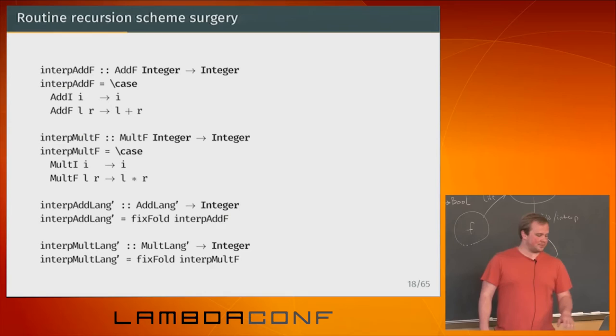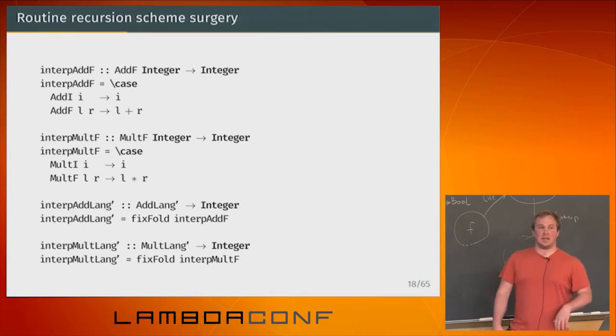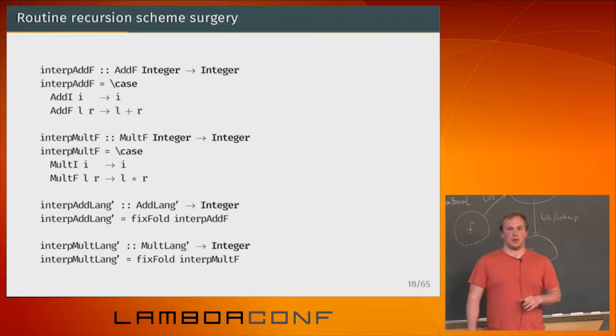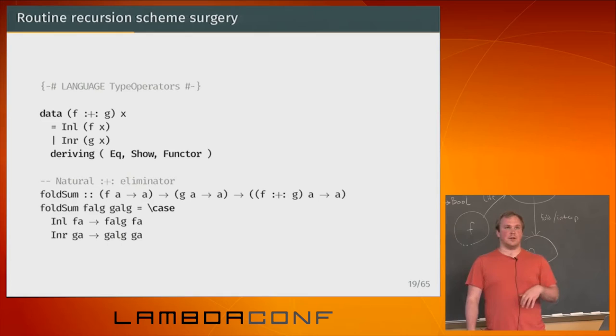So, all I'm demonstrating here is that by doing this fixed point recursion schemes surgery, we can take the exact same DSLs that we were working with before, but express them as a functor smashed into a fixed point of functors. Then, if we introduce this guy, the functor sum, which allows us to turn any two functors into another functor, which is either the first functor or the second functor, depending on which one we care about.